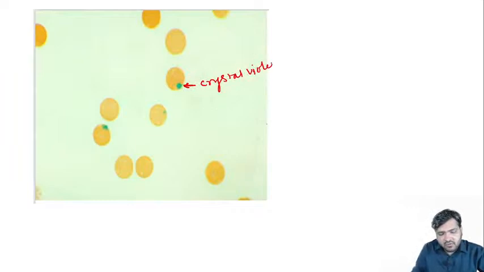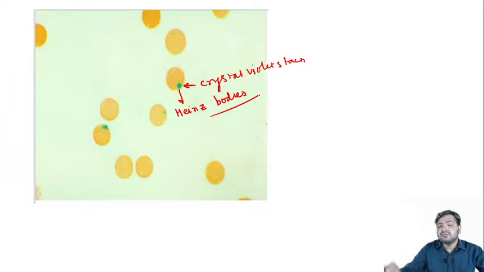Coming on to some other structures which you can very well visualize, guys. This is another staining that is called the crystal violet stain. What you can visualize over here in the crystal violet stain are the Heinz bodies, which are also seen in G6PD deficiency. So these are the Heinz bodies which you can visualize in the crystal violet stain.